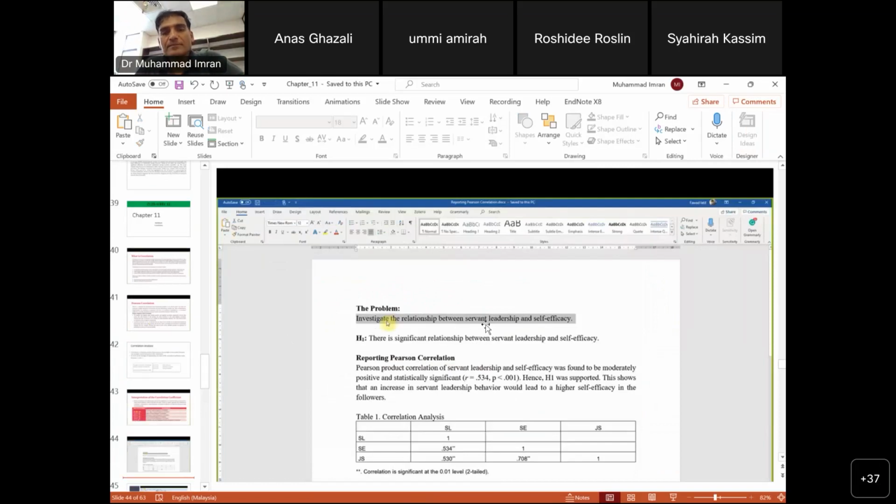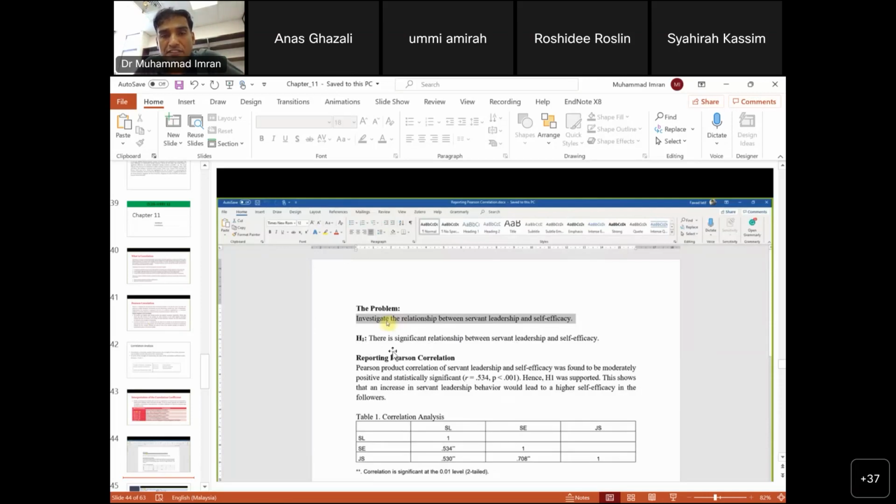So the hypothesis, this one is H1. There is a significant relationship between servant leadership and self-efficacy. And the null hypothesis, what should be the null hypothesis? Can anybody tell me what will be the null hypothesis? This one is the alternate hypothesis. H1 is the alternate hypothesis. How about the null hypothesis?